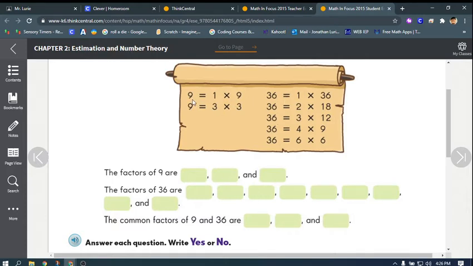And, well, I know 9 is not even. So no other even number is going to work for 9. Right? I can't divide 9 by 2. I can't divide it by 4. I can't divide it by 6. Could I divide 9 divided by 9? Yeah, you betcha. So 9 is a factor of 9. So the common factors of 9 and 36 are 1, 3, and 9. And they don't ask it here, but if I was to ask, what is the greatest common factor of 9 and 36? Well, that's going to be 9.